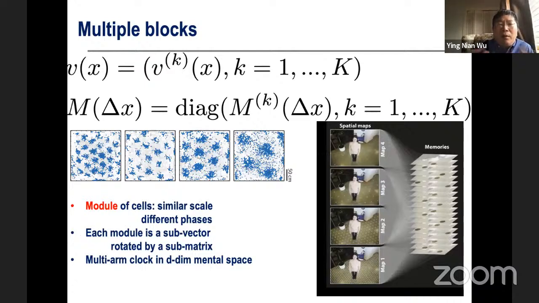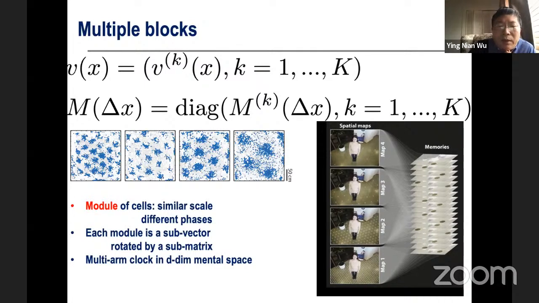But first, as I mentioned, the grid cells form modules or multiple blocks. So notation-wise, we can write v of x as consisting of v sub k of x. So each v sub k is a subvector. And then for different blocks or different modules, we assume that they're rotated by different matrix representations. So correspondingly, we also have k blocks, so that therefore M, the whole matrix, is actually a block diagonal matrix. So each subvector is rotated by its own submatrix.